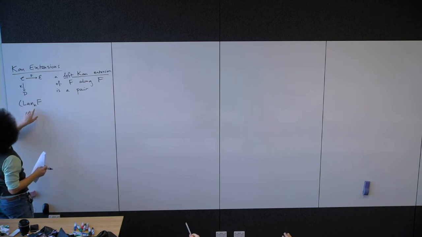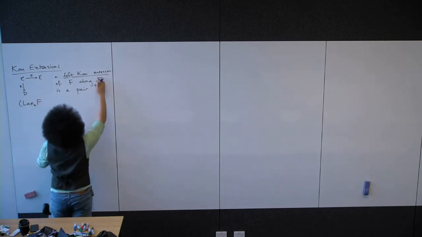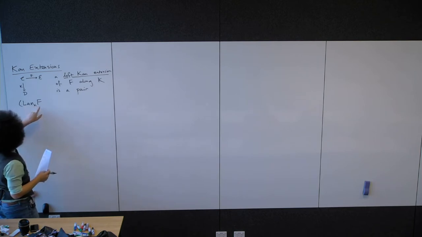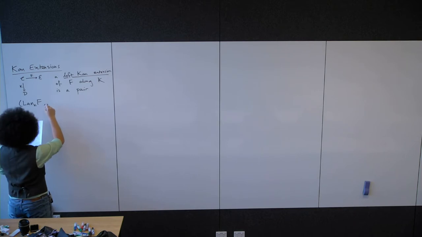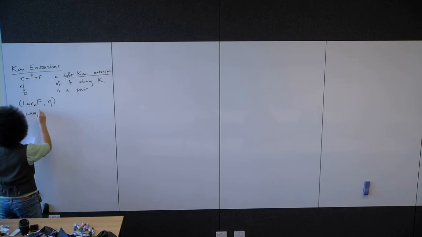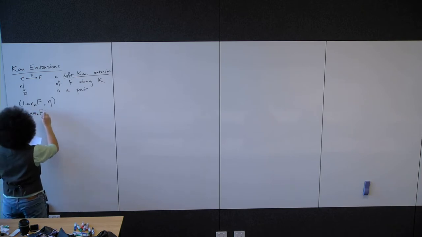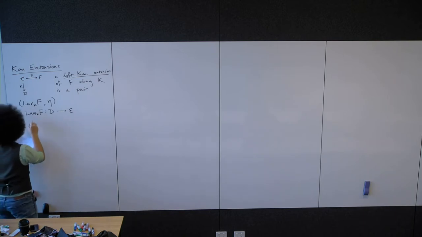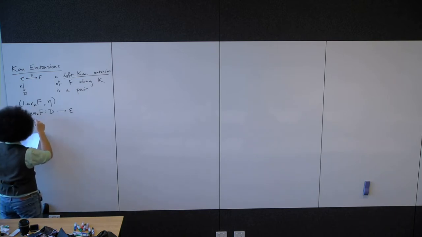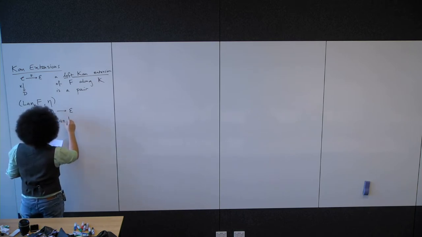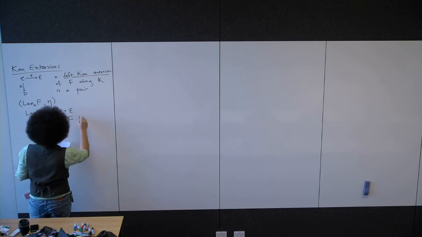You mean the F along, wait, F. Oh, of F along K, yes, thank you. So this is the left Kan extension of F along K. And we have some eta. The left Kan extension of F along K is going to be a functor from D to E, and eta is going to be a natural transformation from F to the left Kan extension of F along K composed with K.